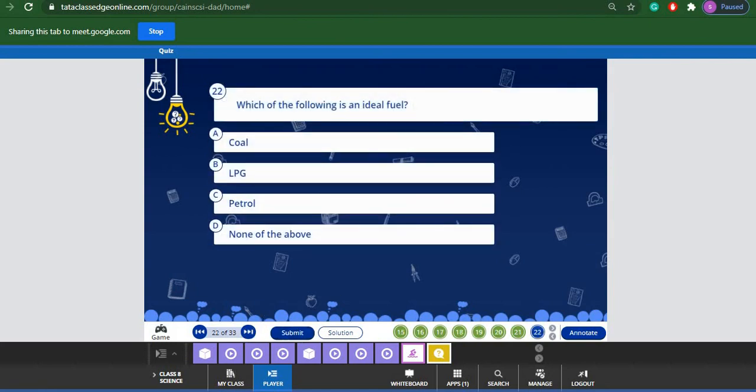This is another one. Question number 22. Which of the following is an ideal fuel? You have to say coal, LPG, and petroleum. And another one is none of the above. Which one? Sir, D. Sir, C. No, it will be none of the above. D. Yes, it will be D.